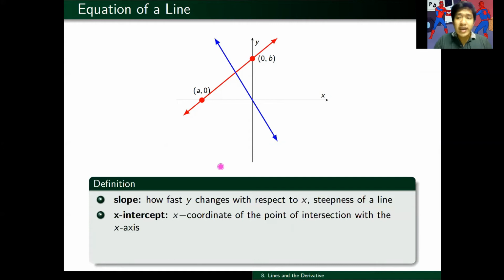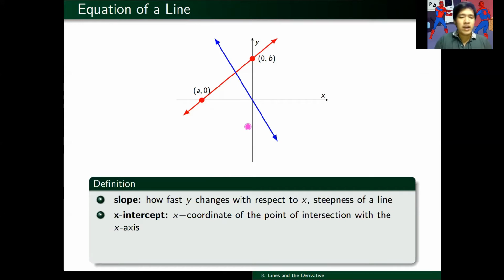And then we have your x-intercept, which is the x-coordinate of the point of intersection with the x-axis. So yung x-coordinate ng point kung saan tumatama sa x-axis yung line mo. Halimbawa, itong red line, tumatama siya sa x-axis at the point (a, 0), no? So you can say that its x-intercept is a. Meanwhile, itong blue one, saan siya tumatama sa x-axis? Here sa origin. No? So it's the point (0, 0). You can say that its x-intercept is 0.